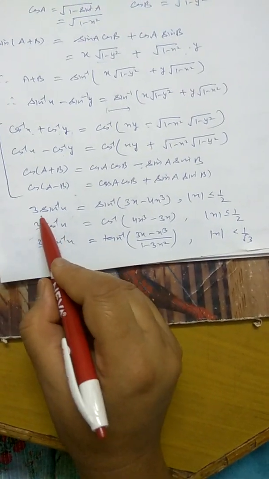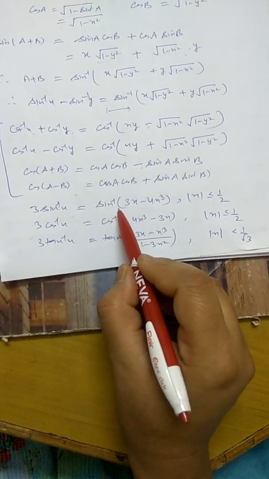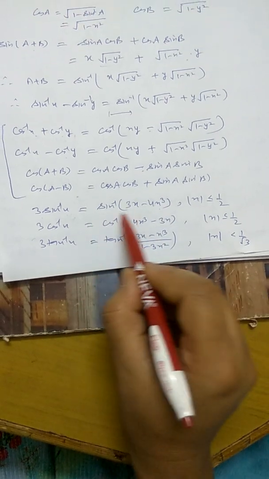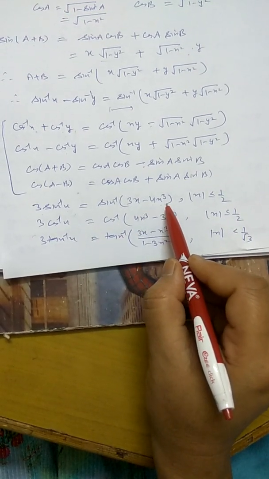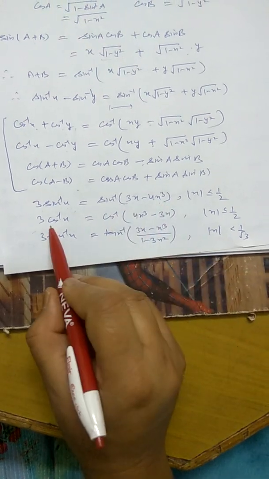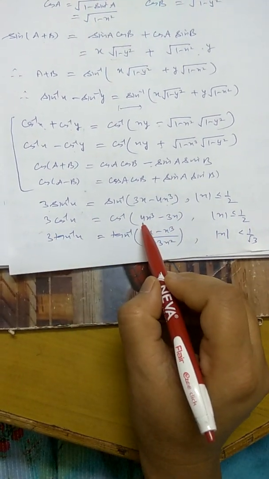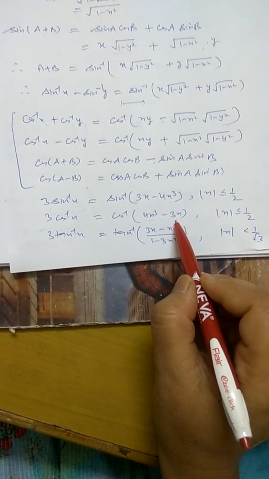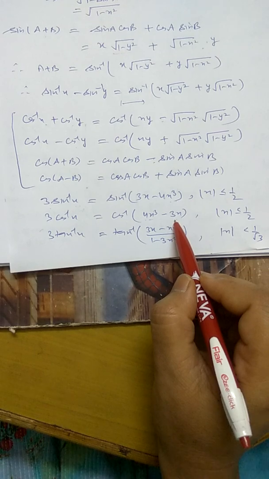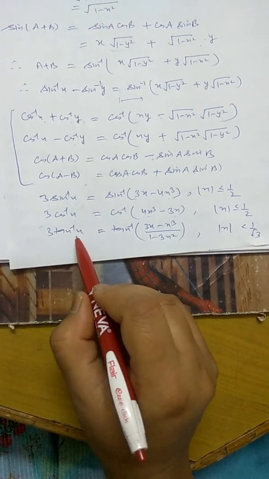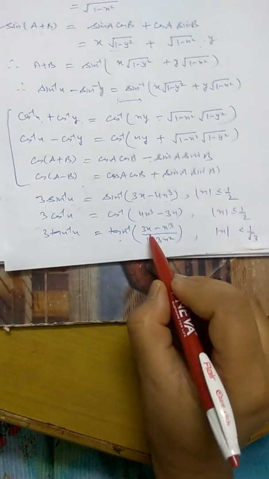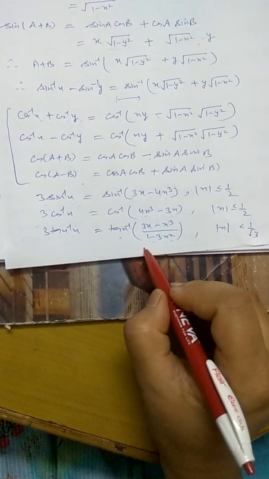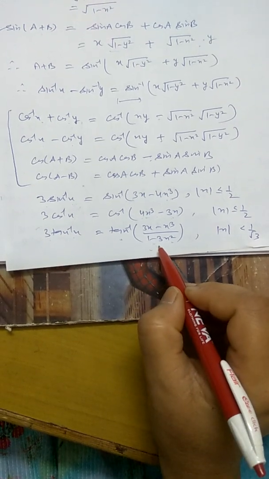This property, 3 sin inverse x is equal to sin inverse of 3x minus 4x cube, can be proved by using the formula for sin 3x. And 3 cos inverse x is equal to cos inverse of 4x cube minus 3x, this is by using the formula for cos 3a. And this one, 3 tangent inverse x is equal to tangent inverse of 3x minus x cube upon 1 minus 3x square, that is by using the formula for tangent 3a.